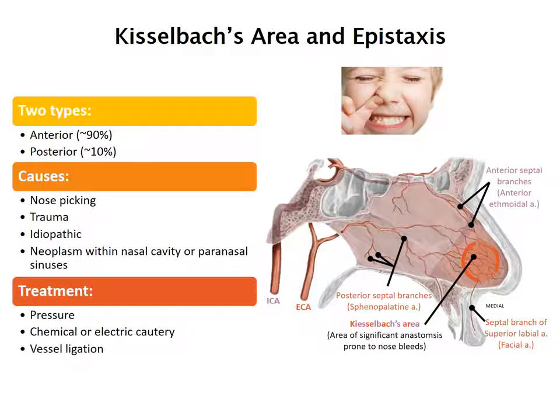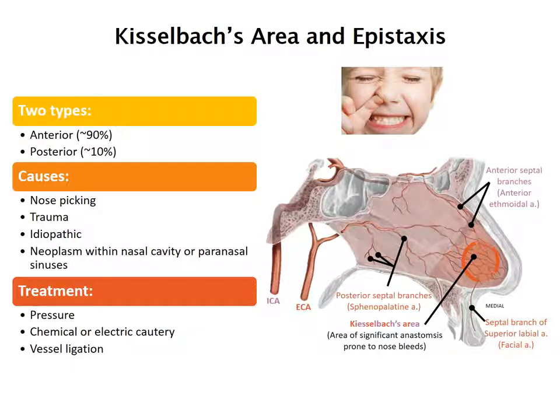Near the lower anterior end of the nasal septum, there is an anastomotic area of vessels known as Kiesselbach's area. It is in this area where branches from the sphenopalatine artery, the anterior ethmoidal artery, and the septal branch of the superior labial artery anastomose. The mucous membrane in this area happens to be very thin and is very vulnerable to trauma and bleeding.